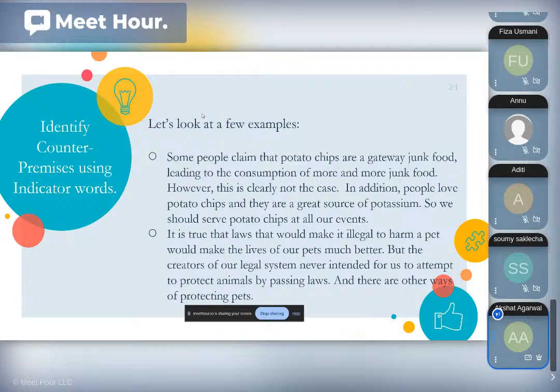Now we come to the next example. The next example says that it is true that laws that would make it illegal to harm a pet would make the lives of our pets much easier, right? So the author initially shows some sort of support for laws which make it illegal to harm a pet.